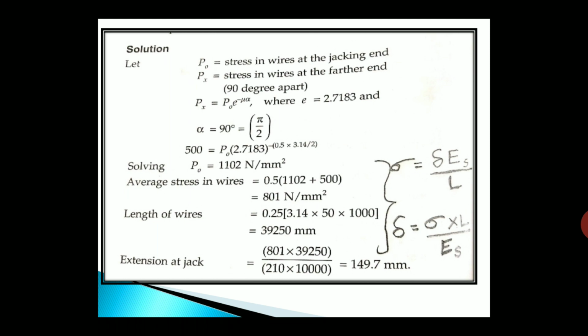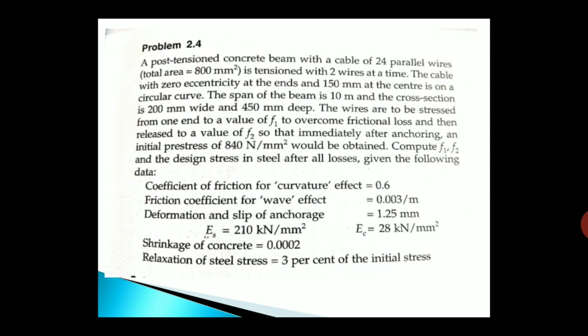So this is a tricky example. If suddenly you come across this example in the exam, you will get confused. The solution is hardly a single page. The only thing is that we need to understand what is the given data and what is asked. Here we wanted to find P naught, that is the stress in wires at the jacking end, and the extension at the jacking end, which we have found out. Let's move to the next example.